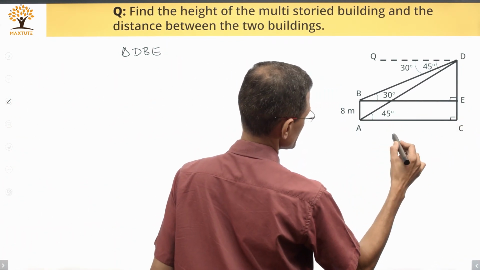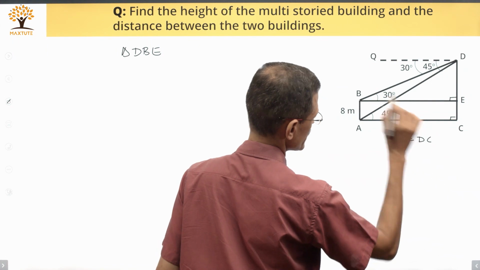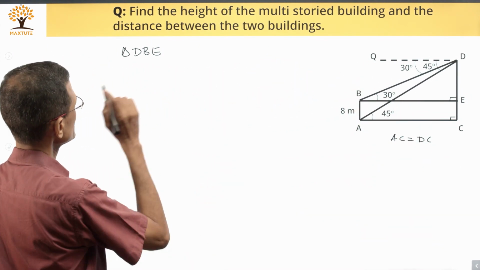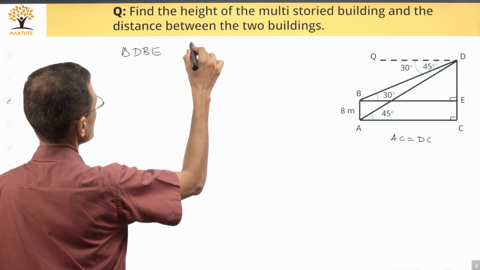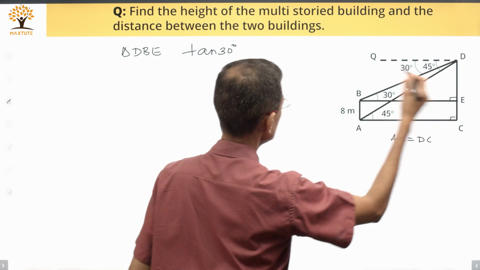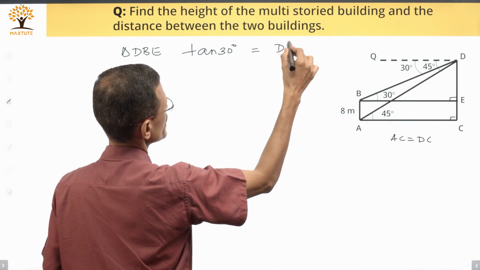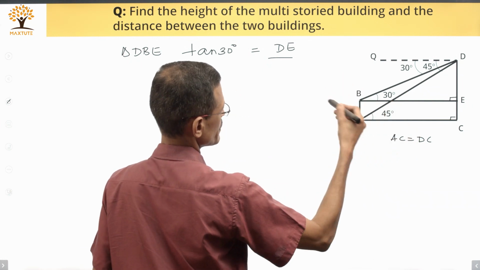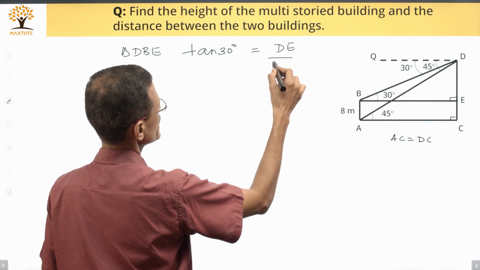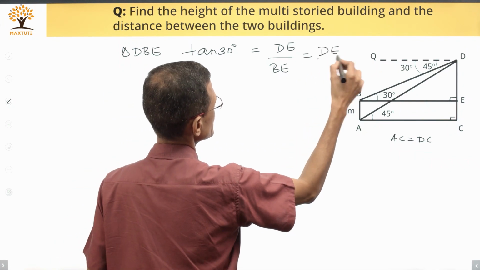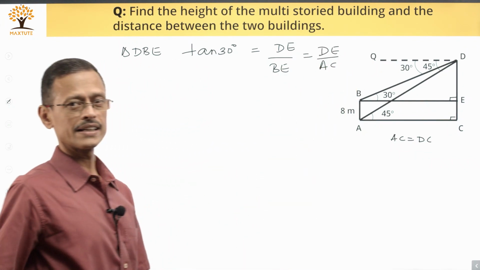Right now, we know AC is equal to DC from the last slide, and we will have to compute both AC and DC. Right. In right triangle DBE, I am going to find out what is tan 30 degrees. Tan 30 degrees is equal to DE divided by BE but we know BE is equal to AC because these two lines are parallel, right? So DE divided by BE, we'll convert it as DE divided by AC immediately.